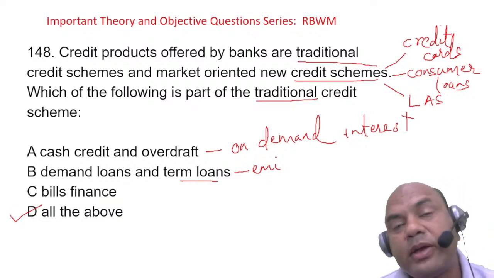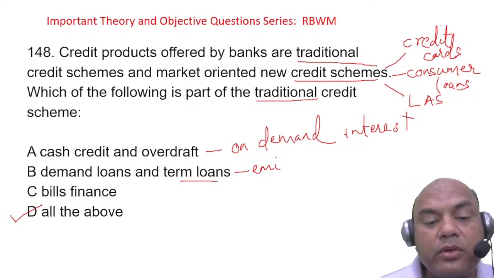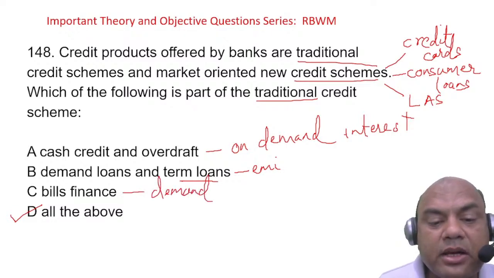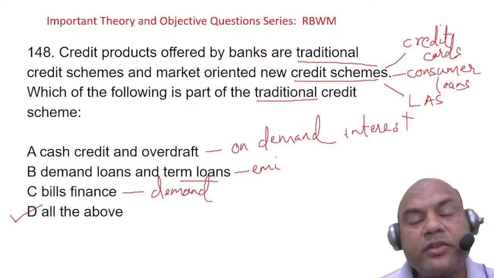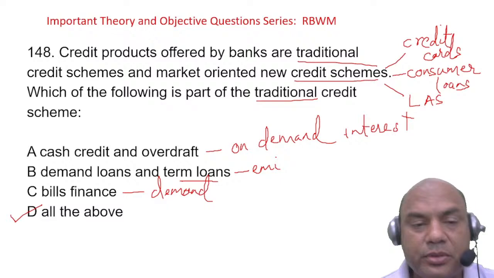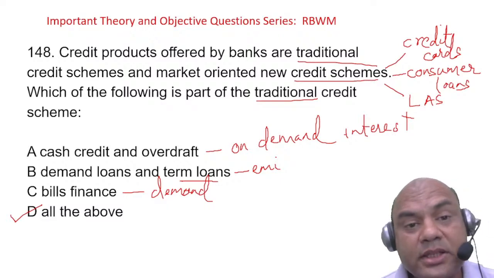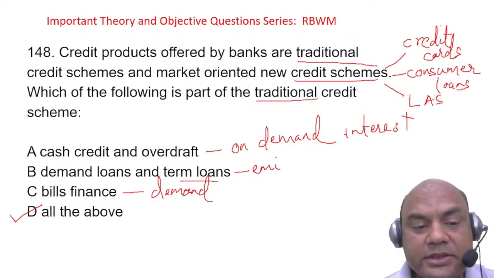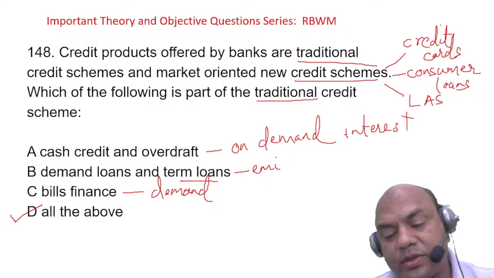Bill finance is also an on-demand loan. Demand loan you can call it. This is similar to CCOD. Okay, this is given for the customers who are having the additional demand for loan. Suppose if Reliance comes to you, Reliance will be having CC, term loan, even OD and bill finance. Okay, so the answer is all of the above.